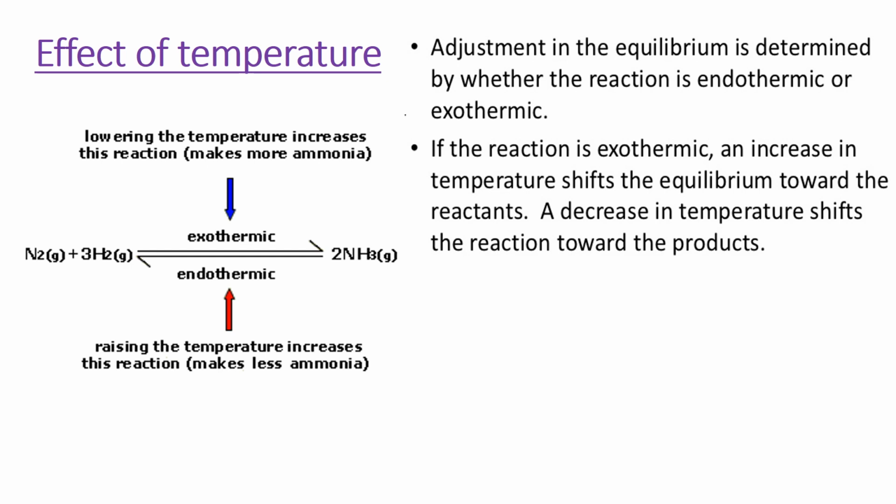So if we lower the temperature, what happens is this reaction will take that energy in. Taking that energy in basically means it's got more activation energy, which means more of these reactants can form the products. So lowering the temperature increases the reaction because it's absorbing that energy in and then releasing that energy, and then vice versa. If we raise the temperature, it increases this reaction and makes less ammonia.